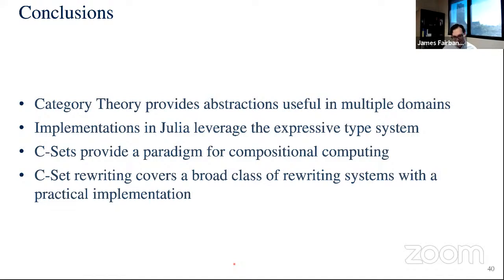And rewriting, just presenting an implementation of CSet rewriting, which hopefully generalizes a lot of the graph rewriting stuff that you guys are interested in. So yeah, that's my talk, and I'll be happy to take any questions.